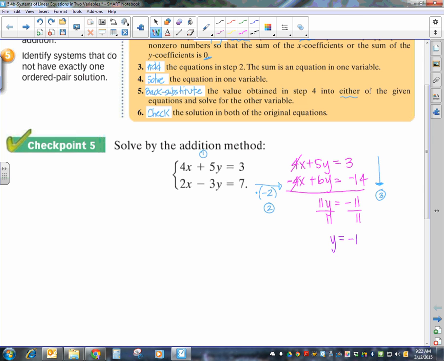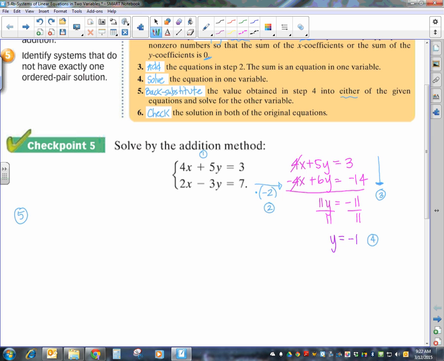Okay, all right, so that is step 4. We have solved, and now it says step 5. I'm going to go over here where I have a little more room. Back substitute. So I'm going to take that y equals negative 1 and put it into an equation.